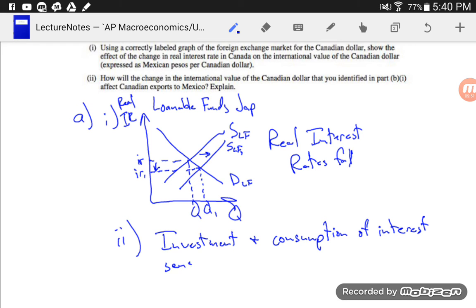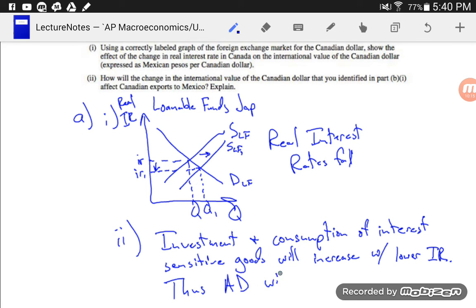So interest-sensitive goods will increase with the lower interest rate. And I'm just going to abbreviate right now. You should probably write it out a little bit better than that. Thus, aggregate demand will increase, causing employment levels to increase.